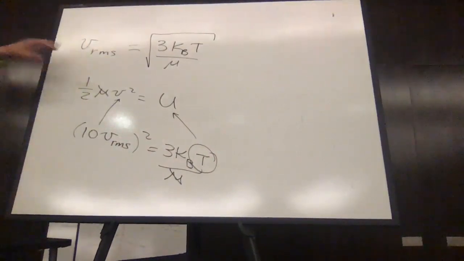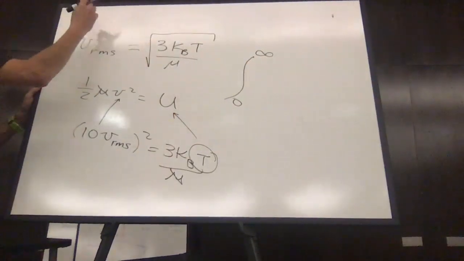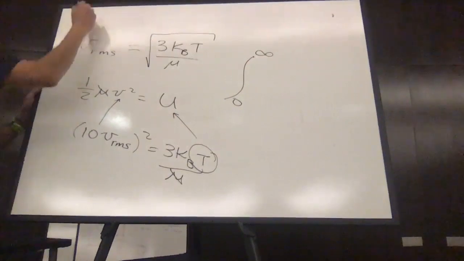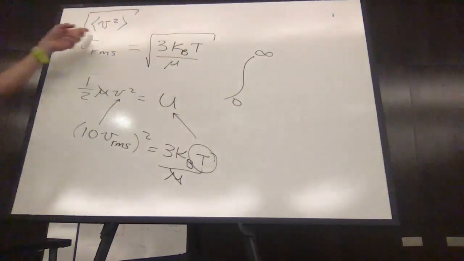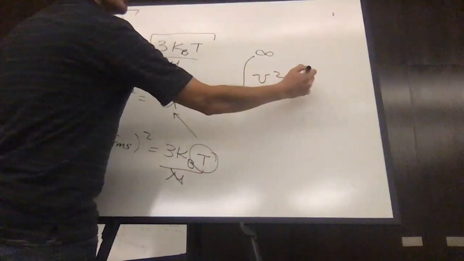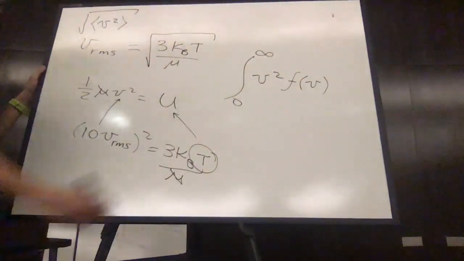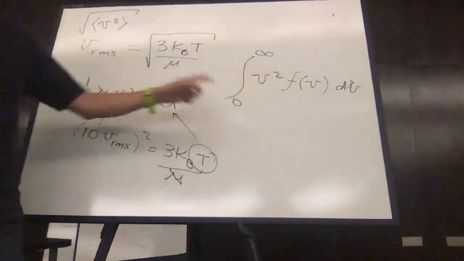So to get VRMS, you remember the definition of the mean as an integral with a probability distribution? Right. So VRMS is the square root of the expectation value of v squared. You put the v squared over here, and then the Maxwell-Boltzmann distribution. If you solve the integral, you get this.